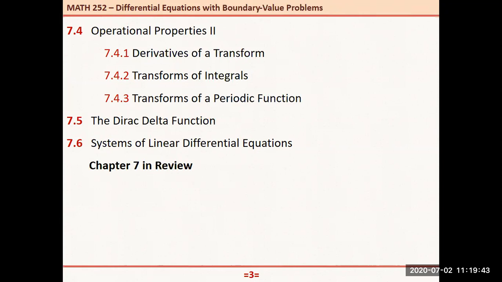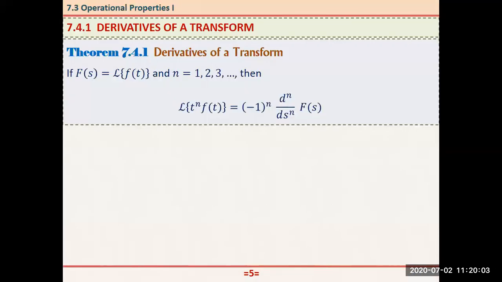Now in this section we will develop some more operational properties of the Laplace transform, and specifically we shall see how to find the transform of a function f(t) that is multiplied by a monomial t to the power n. Here we have f(t). If our function is multiplied by a monomial, one term, t to the power n, how do we evaluate this?